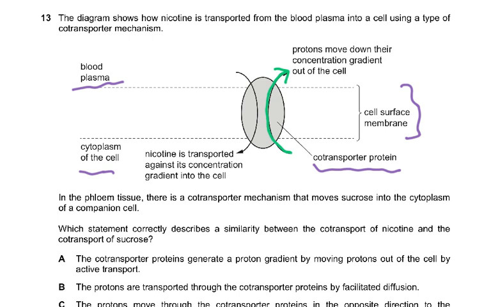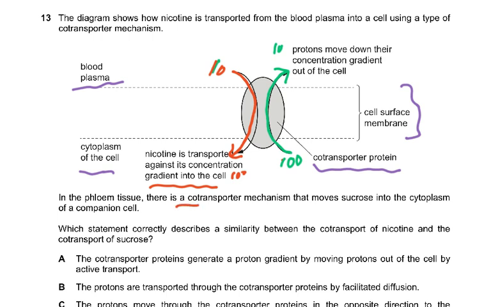And then what is happening the other way around, nicotine is transported against the concentration gradient into the cell. So this is going into the cell, and then this proton is moving down their concentration gradient out of the cell. So protons would be higher here, so they would be 100 here and 10 here, because it is down their concentration gradient. And this is again the other way around. This would be 10 here and 100 here, and so it's against the concentration gradient.